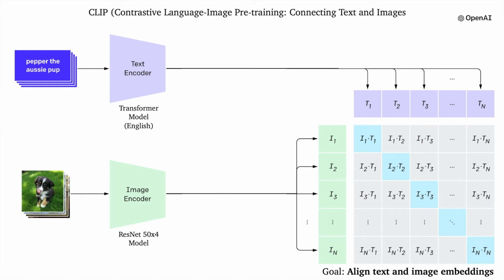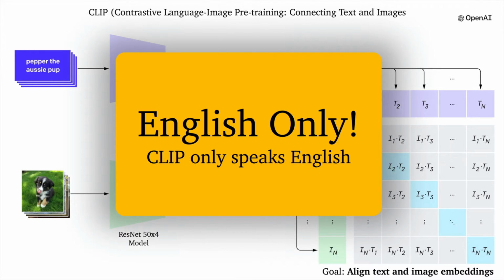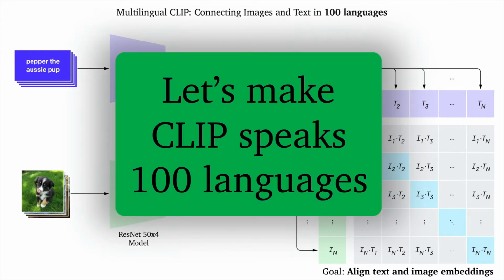OpenAI CLIP is a visual text embeddings model that allows for zero-shot image classification and semantic search. It has achieved state-of-the-art performance on ImageNet without any annotated label. However, there's a big downside. CLIP only speaks English. To end this bias and misrepresentation, I have developed Multilingual CLIP.